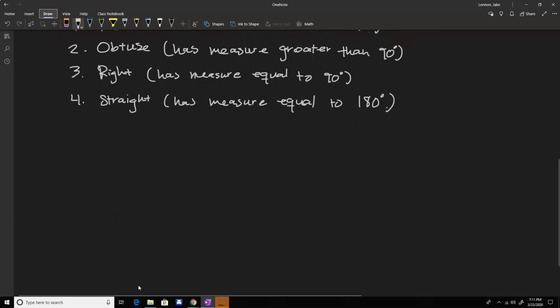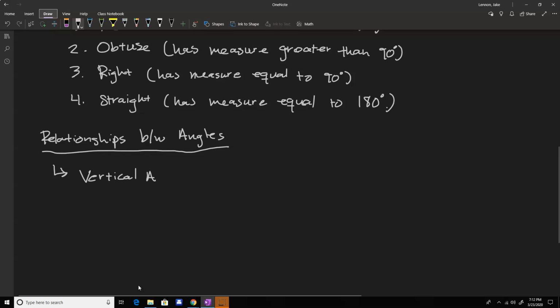So let's talk about some different types of angles. Let's say relationships between angles, and there are many different types of angles that we can talk about relationships between, but we'll just be hitting the high points on the ones that we encounter most frequently. So the first of these are vertical angles. So this is a pair of angles. So these are opposite angles for intersecting lines.